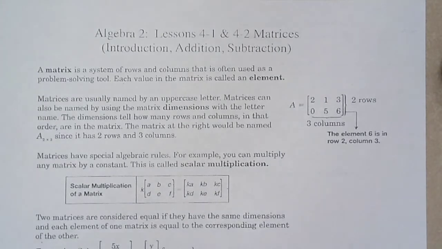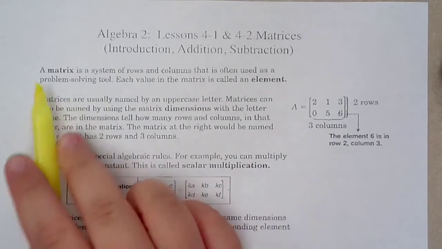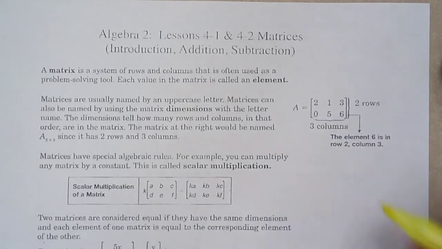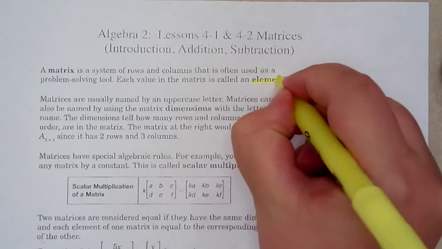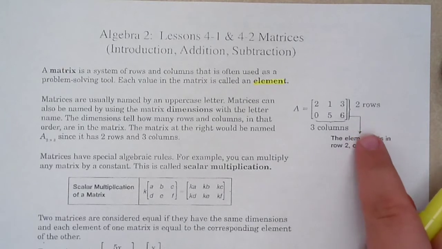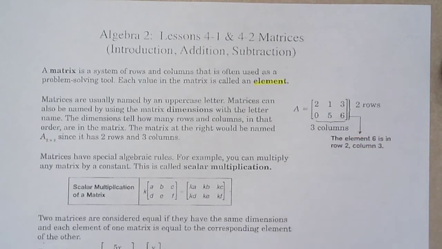So I'm going to read some of this, not all of this, but there's some key elements and terms that I want you to know. So a matrix, singular, is a system of rows and columns that is often used as a problem-solving tool. Each value in the matrix is called an element. So if you see your matrix right here, each of these numbers is going to be an element.